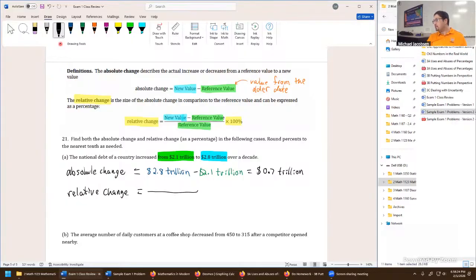We take the absolute change in the numerator, so the same value we just calculated, 0.7 trillion, divided by the reference value in the problem. Notice that there's always this nice carryover following the color coding. If you had 2.1 trillion here, it goes back into the denominator for the same reference value.